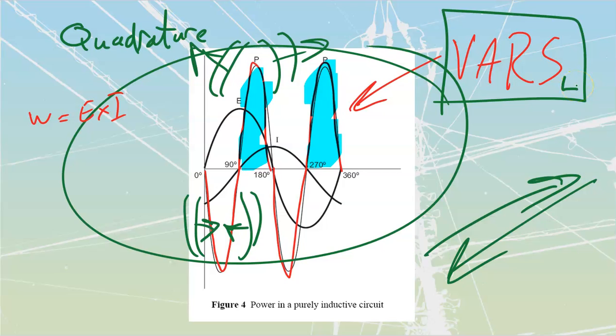They are a lagging type of VARs, because when I'm doing the power, the actual taking of power from the supply, it's behind my voltage once again. Just remember, keep it the same as what we have for our current. Our current lags the voltage in an inductive circuit, so does our power inside of these.